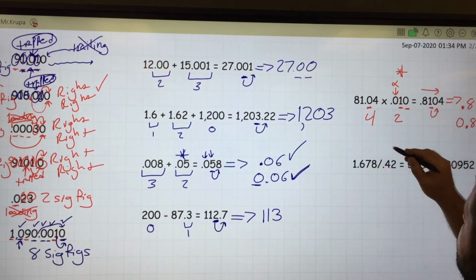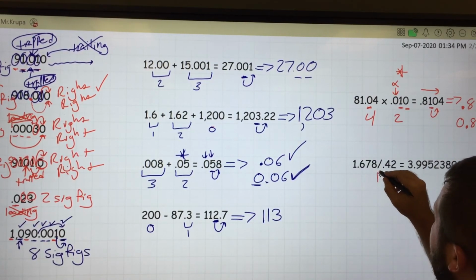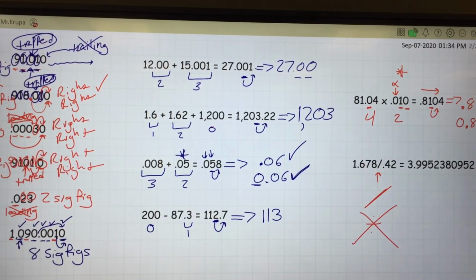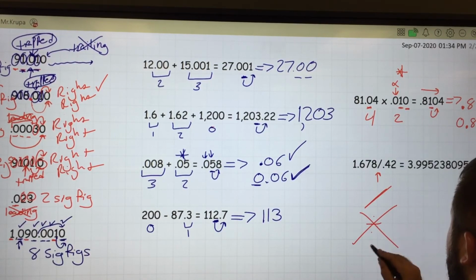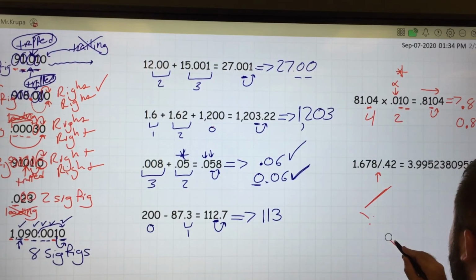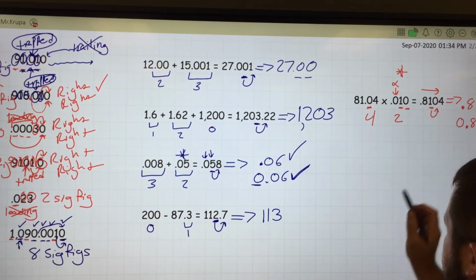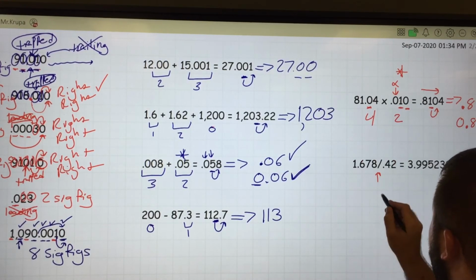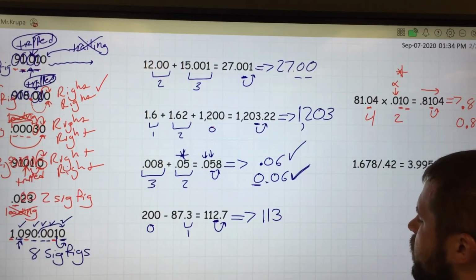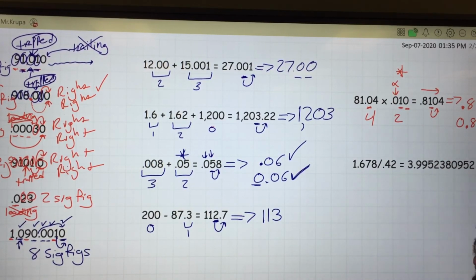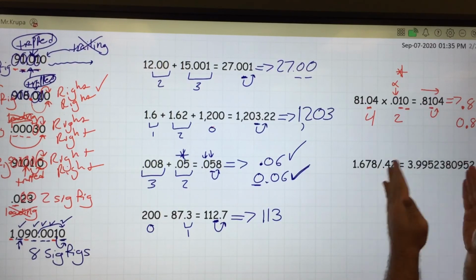Division. Make sure with division, I want you to be able to see this. I use this slash symbol. We do not use that symbol. We don't use the regular division symbol here. We're going to use the slash, is how you're going to see me write. So 1.678 divided by 0.42. You get this really big number here. This number is really precise. These are not as precise.